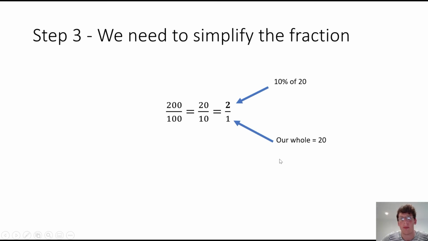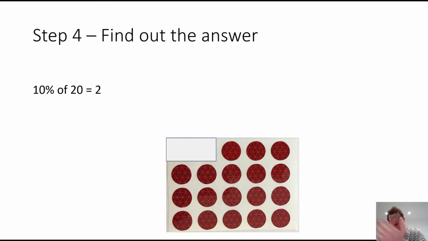Okay, so let's just recap this again. 10% of 20. We can't just do 10 times 20 because that would give us 200. And remember, 10% is part of 20, so it cannot be bigger. So what we have done is we have converted our percentage into a fraction, and we can do this, remember, because they are equivalent. And then we have multiplied our fraction by the total amount, which is 20, and that has given us our answer, which is 2. So 10% of 20 is 2. And I've just highlighted that here.